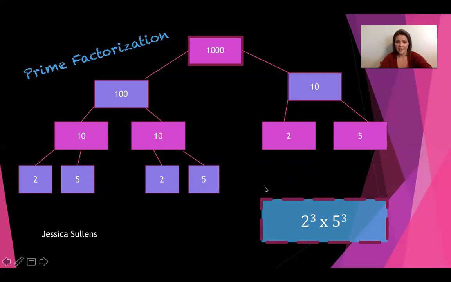So let's count these up. How many 2's do we have? We have 1, 2, 3. So we're going to do 2 to the third power, times our next number, which is 5, and then 5, or 1, 2, 3. So we have 5 to the third power. These are in simplest form, so we can say 2 to the third power times 5 to the third power is the prime factorization of 1,000.